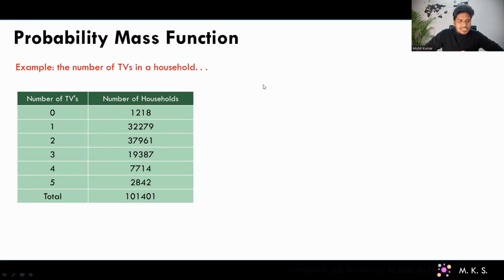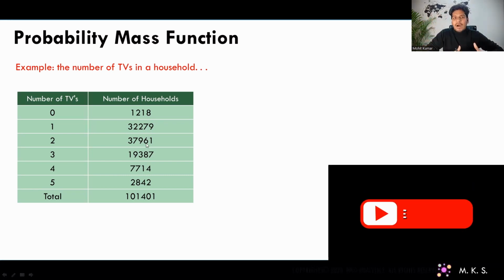In that video we were learning about the probability distribution. The example is actually real world data. I found it in a survey and I just copied it over here, guys. We have different households, 101401, almost 1 lakh households' data we have collected, and our random variable says how many TVs there are in these households. So 1218 households have no TV, 32,279 have only one TV, 37,961 have two TVs, and like that. This is how our data looks.